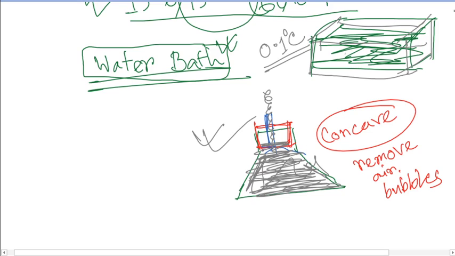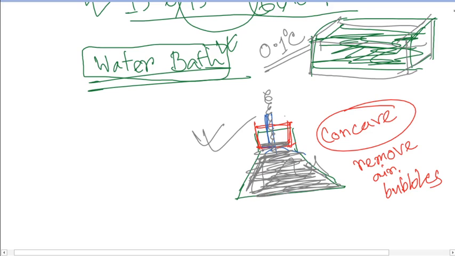If the pycnometer is kept in this water bath, we can expect that the temperature of the water within the pycnometer, or of the semi-solid bituminous material placed within this concave or cylindrical shaped pycnometer, whatever we use, will automatically be brought up to 25 degrees Celsius, and for that we need to keep it within the water bath for a particular time. We will discuss this procedure one by one now.